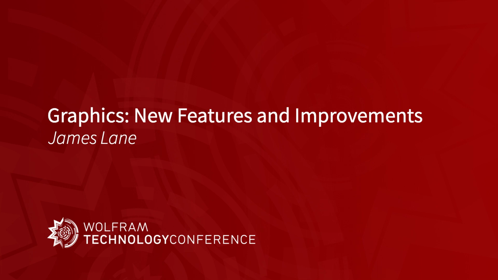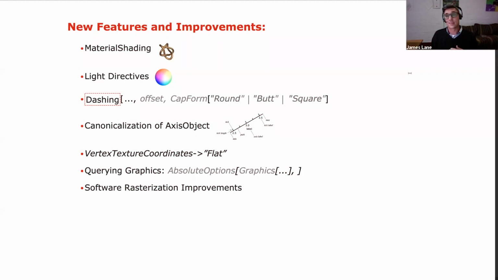Okay, so as I said, I'm a front-end developer, and in this talk, we're going to look at new features and improvements we've been working on over the last year. Many of these features are to improve the aesthetics of the product. I'll be introducing material shading, which does this. There are features like new light directives, which make it easier to express yourself in the language, to specify lighting.